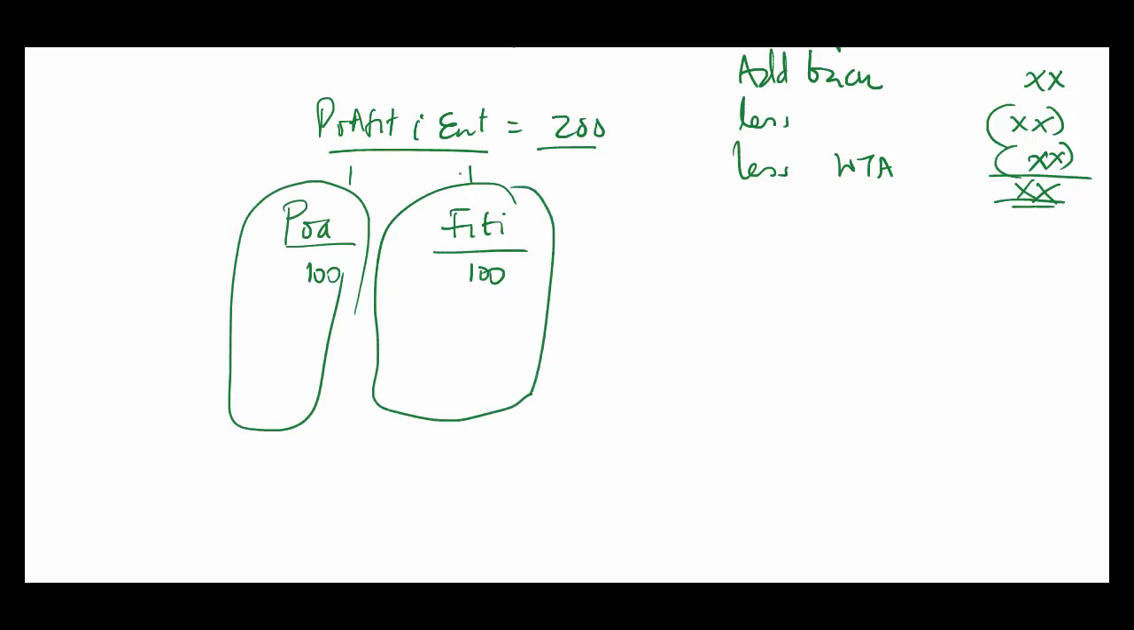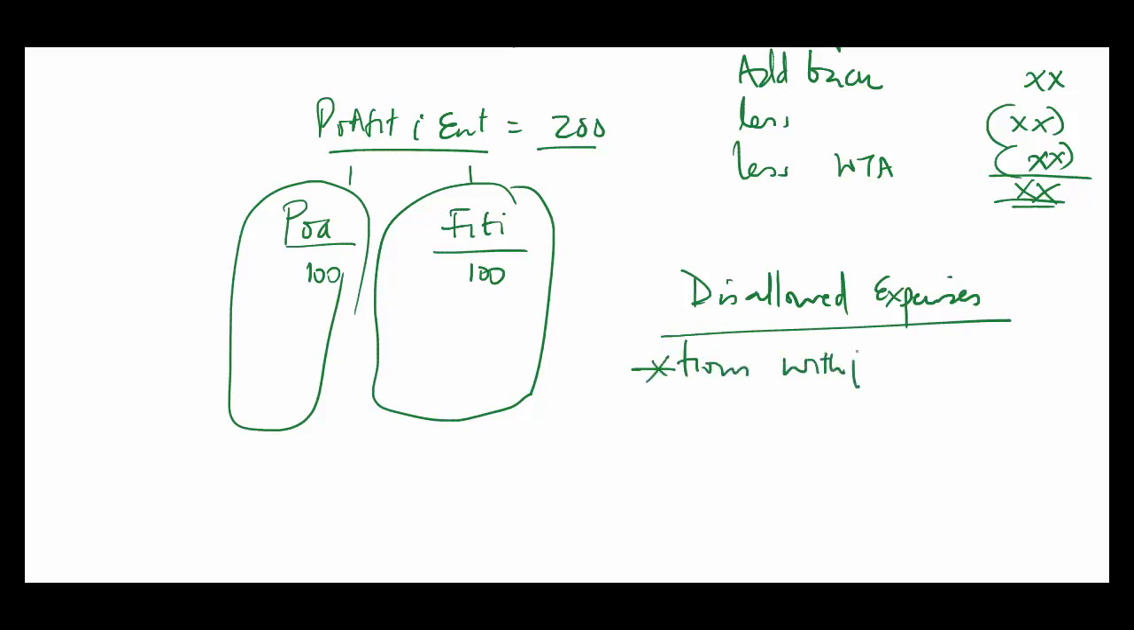And the challenge is this, that many times you will be given some disallowed expenses in the partnership books. Now the disallowed expenses are any transactions with partners. For example, interest on capital. For example, salaries to partners. These ones are not allowed.